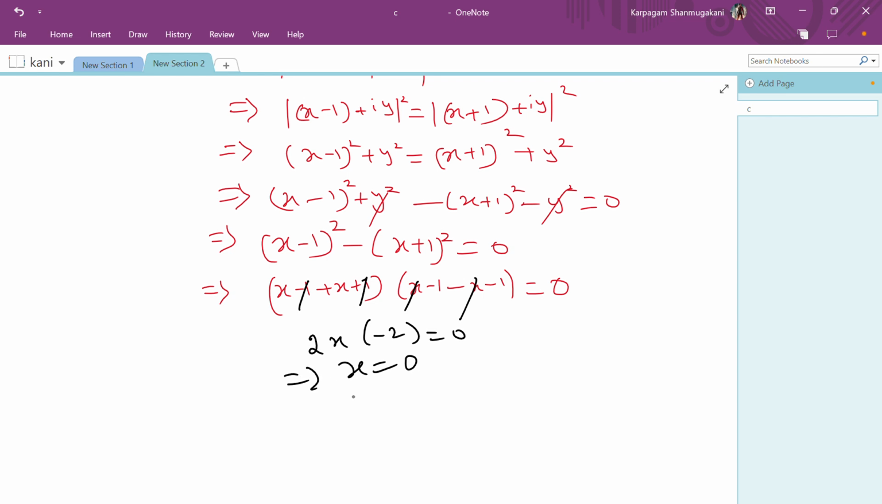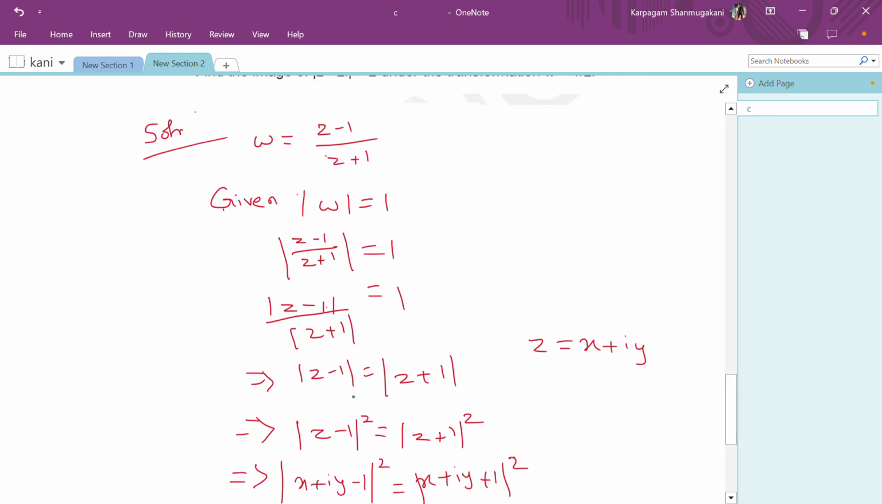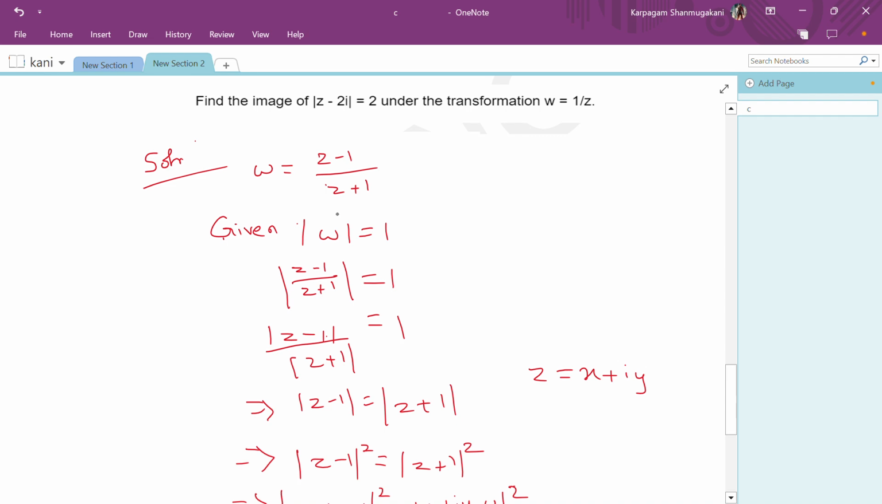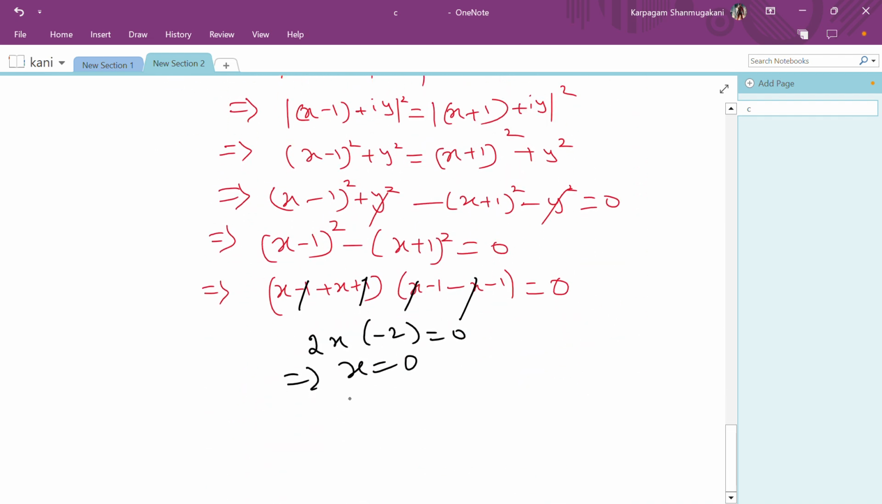So under the transformation W equal to (Z minus 1) divided by (Z plus 1), we have X equal to 0. X equal to 0 means the real part is 0, which implies that this denotes the y-axis, that is the imaginary axis.